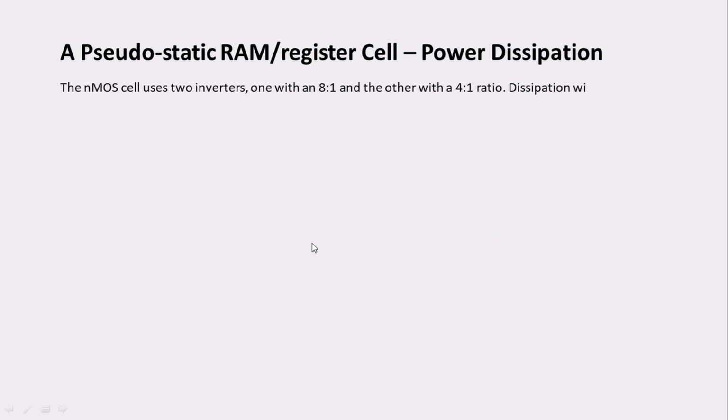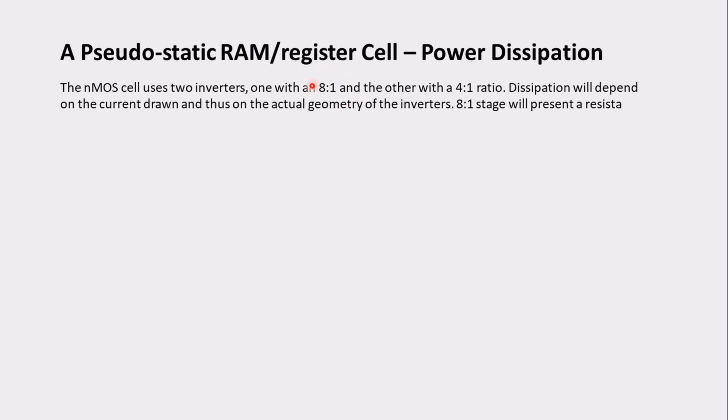Now let us look into the power dissipation part. As we had seen in the previous example, we had two inverter stages. One is 8 is to 1 and one more is 4 is to 1. The main thing, as we know, is that static power is not at all a concern, but the dynamic power is. So dynamic power dissipation will happen in terms of switching, as we have different stages over here with different pull-up and pull-down ratios. The 8 is to 1 stage will present a resistance of 90 kilo ohm, and the 4 is to 1 stage will give us a resistance of 50 kilo ohm.